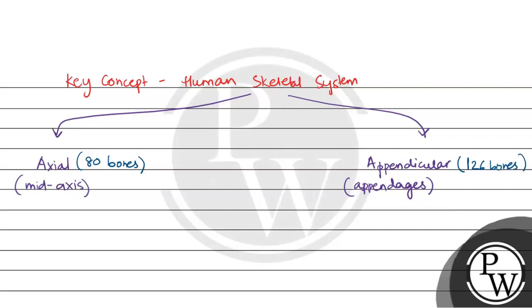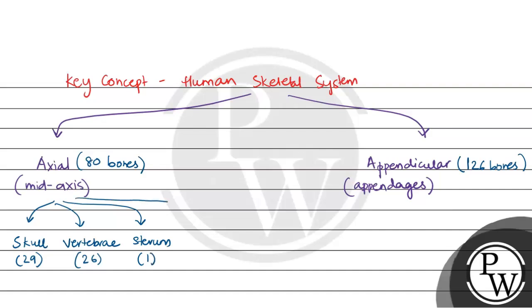Further, axial skeleton is divided into four more parts. First is the skull. Skull contains 29 bones. Second is vertebrae. Vertebrae consists of 26 bones. Third is sternum, which is a single bone also known as the breastbone. And fourth is the ribs, which are present in 12 pairs.